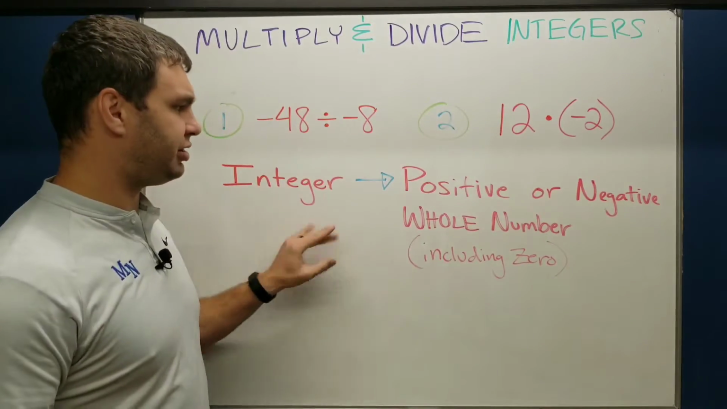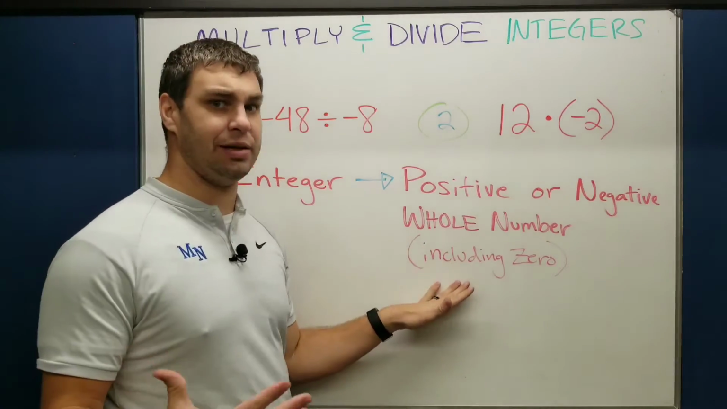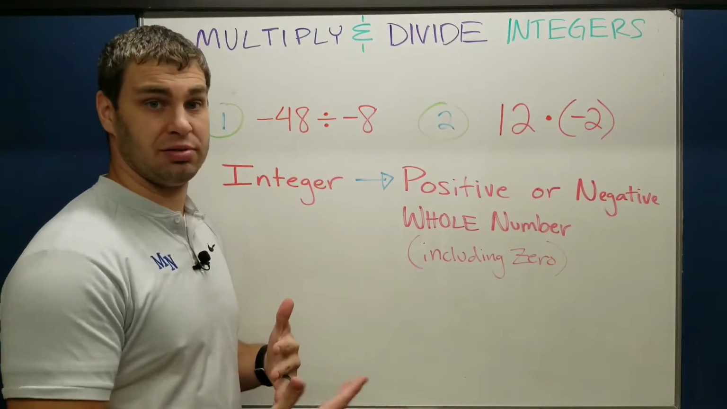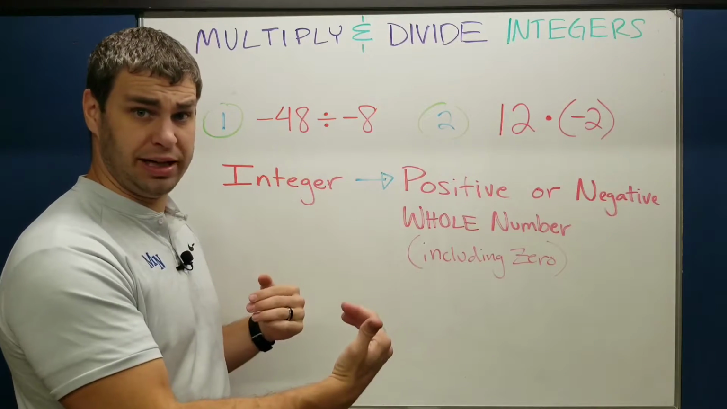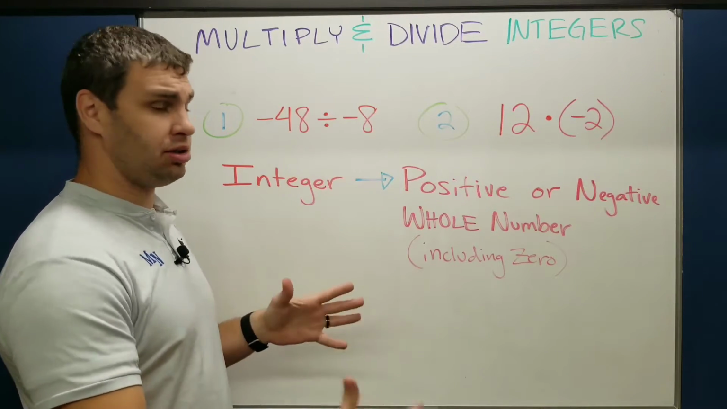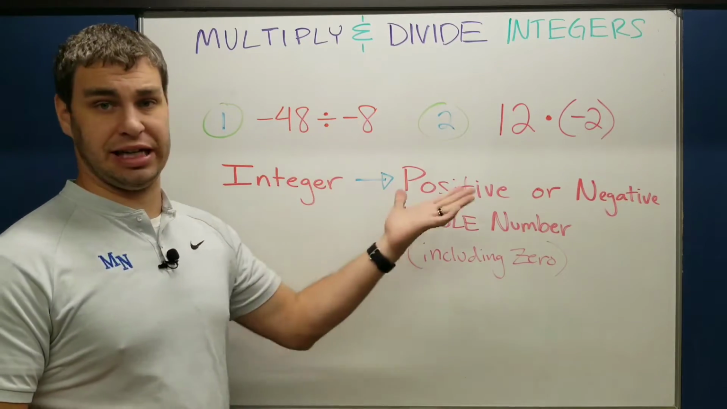An integer is just a positive or a negative whole number. All right, and of course that does include zero. This is really any number you can write that doesn't have a remainder. Okay, so for example, 4 and 1/2. That 1/2 is the remainder. Not an integer. The integer is just 4, okay? 4, 5, or your negatives, -7, -11, whatever.